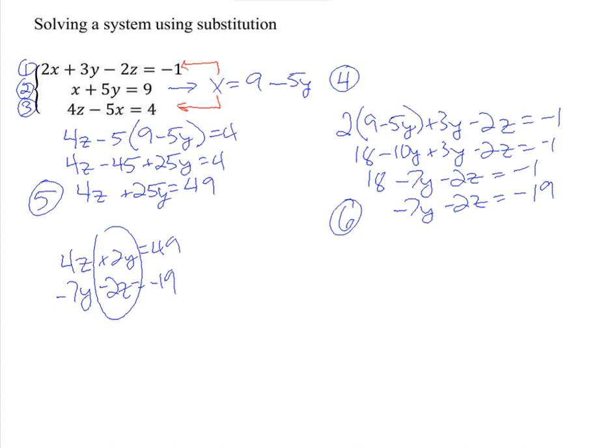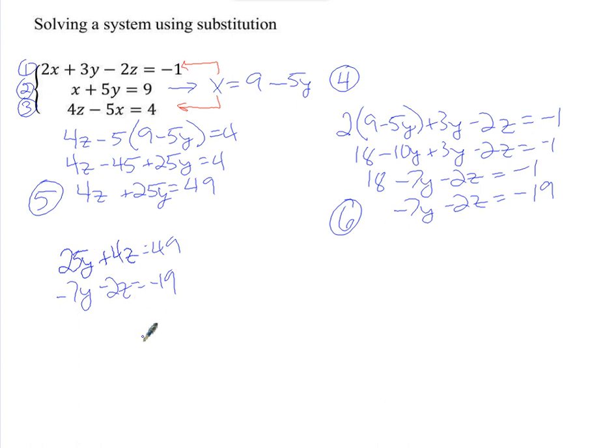I'm actually going to undo this and switch these two. You don't have to if you don't want to. But this should be a positive 25y plus 4z. So now the variables actually line up. I just traded these two positions so that my variables are lined up.